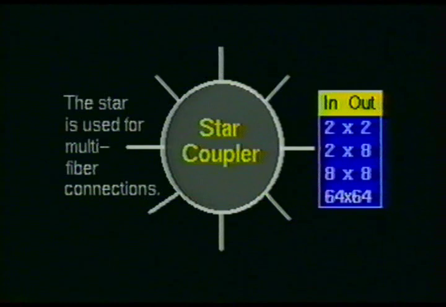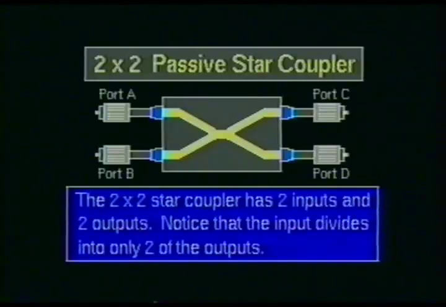The method used to designate the number of inputs to outputs is very simple. A 2x8 would have 2 inputs and 8 outputs. An 8x8 would have 8 inputs and 8 outputs. A 64x64 would have 64 inputs and 64 outputs. The first number represents the number of inputs, and the second number represents the number of outputs.